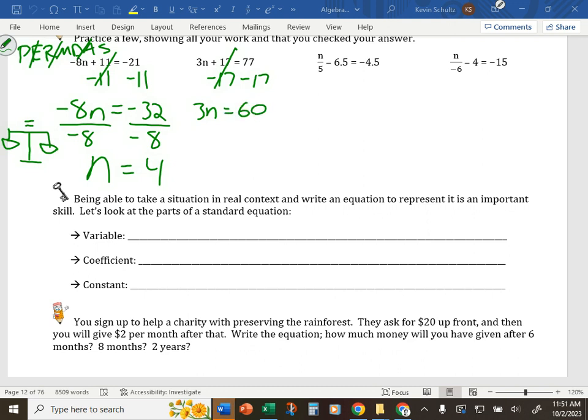Now we're dividing both sides by 3. I don't care that 3 n's equals 60. I want to know what 1 n equals. If 3 n's are 60, 1 n is 20. Melby. Yes.